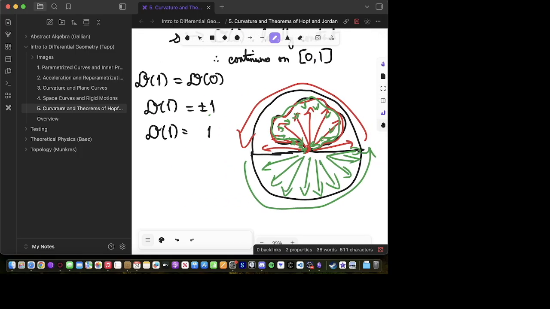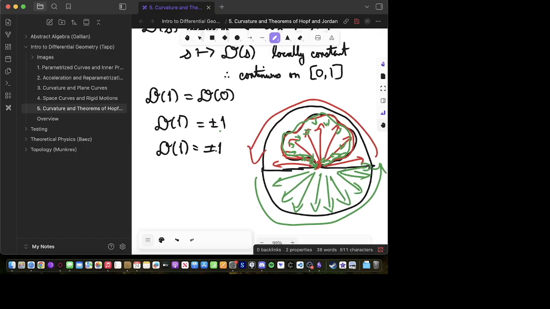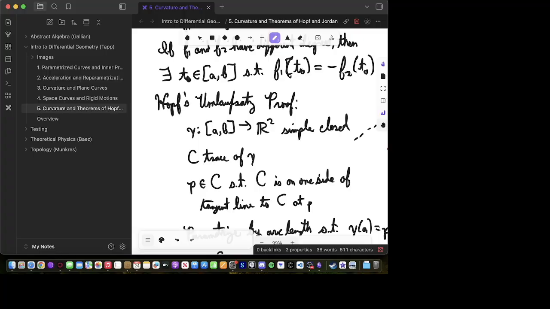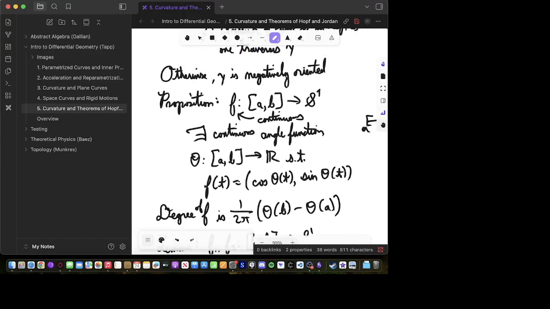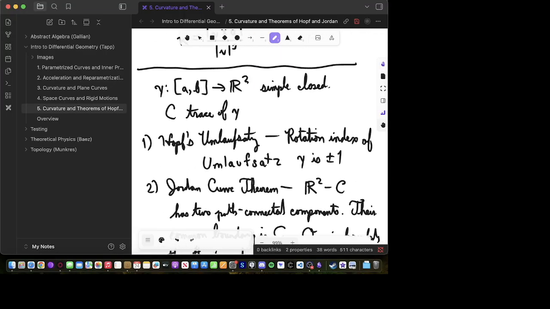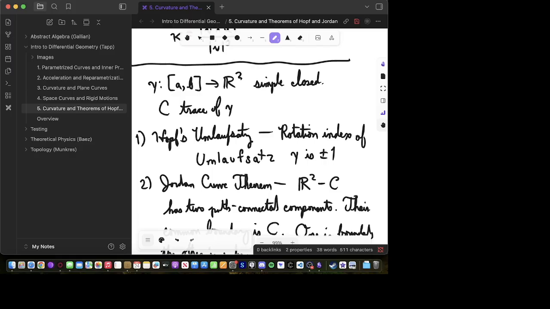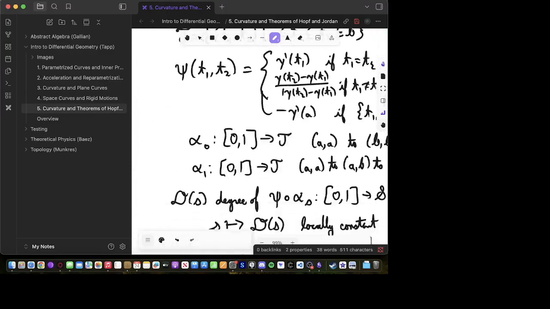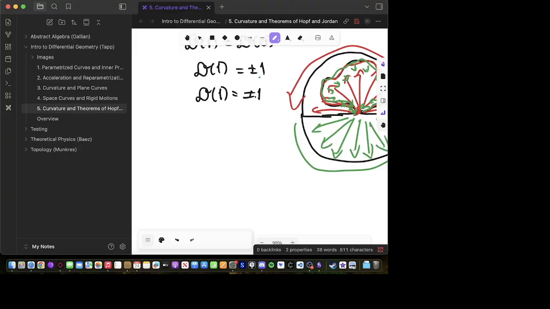to 1. However, if we go the other way around, you can see pretty clearly how d of 1 would be equal to negative 1. So we have proven with all this abstraction that the rotation index of a simple closed curve, plane curve, must be equal to positive or negative 1. So that's what we've done.